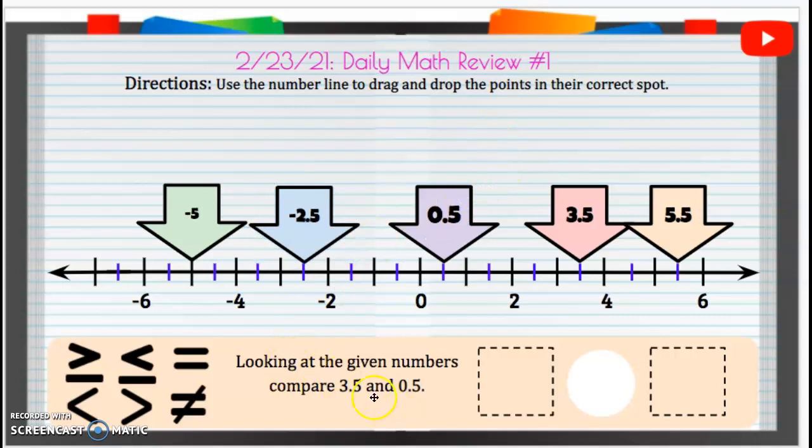All right, now we're going to compare 3.5 and 1/2. So 3.5 and 1/2, or 3 5/10 and 0 5/10. 3 5/10, 0 5/10, which is bigger? Yeah, I'd rather have $3.50 than 50 cents. All right, so $3.50 or 3.5 is going to be greater than 5/10 or 1/2. And that's going to be it for your DMR number 1. Great job.